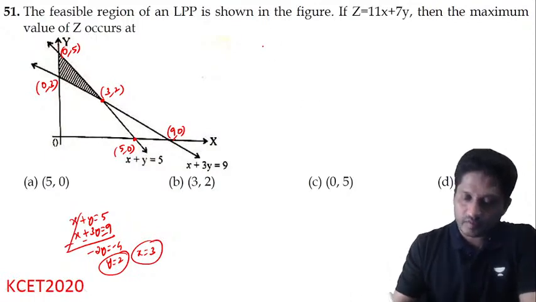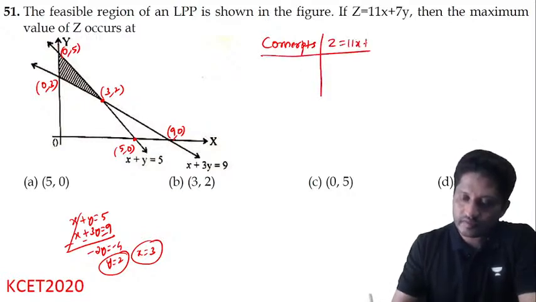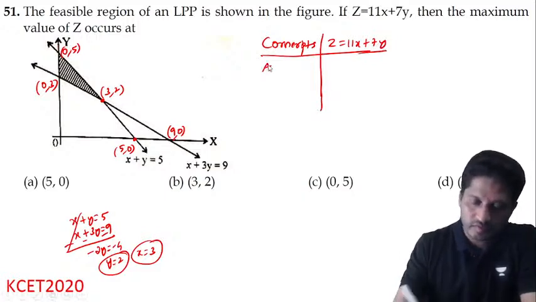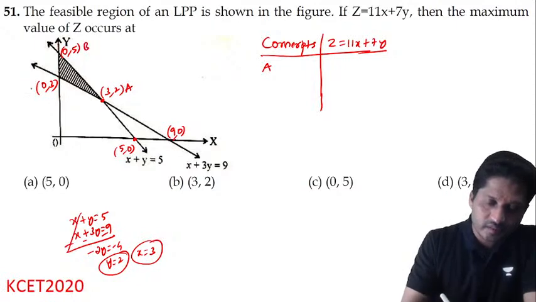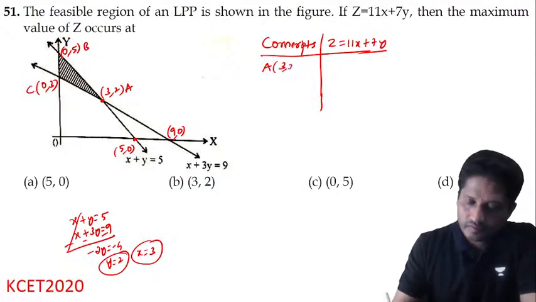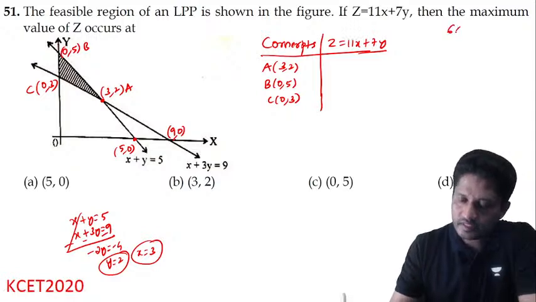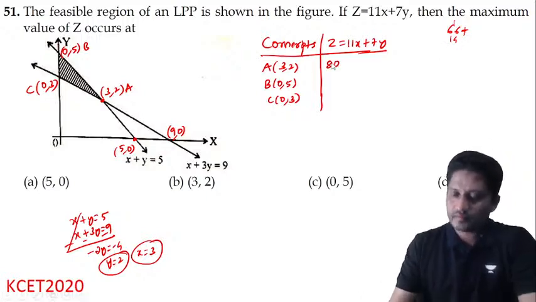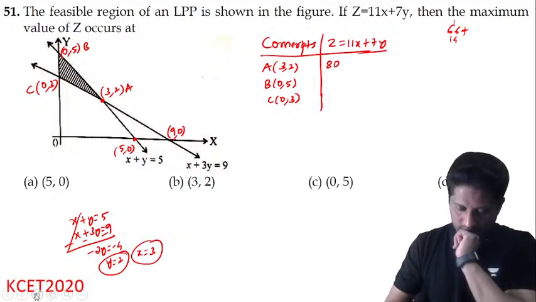Okay, now if I take the corner points and z is equal to 11x plus 7y. Corner points: this is A, let's say this is B and this is C. A will be equal to 3 comma 2, B will be equal to 0 comma 5 and C is equal to 0 comma 3. You get 66 plus 14 will be equal to 80. No, 66, 33, right?